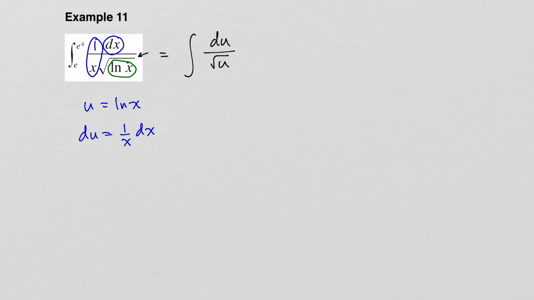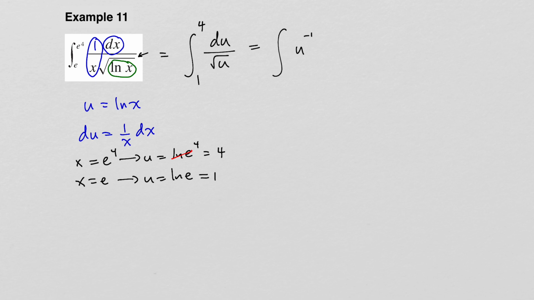And then we need to change our limits. So when x is equal to e, u is going to be the natural log of e, which is 1. And when x is equal to e to the 4th, u will be the natural log of e to the 4th. And remember, this is just 4 because the natural log of e cancels out. So we just get 4 here. Now to take the antiderivative, first you have to express this as u to the negative 1/2. This is a very important step. And then you can take the antiderivative by using the power rule.